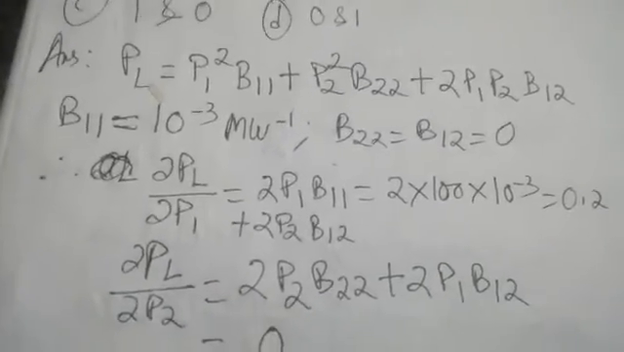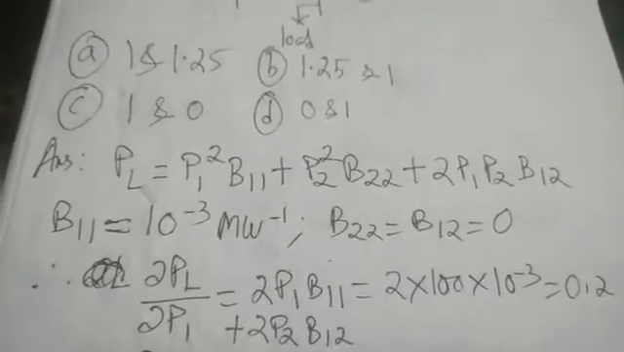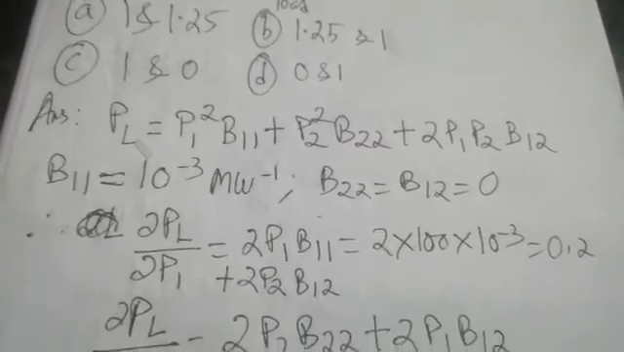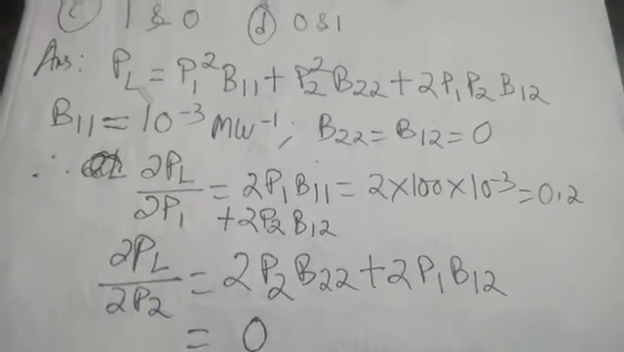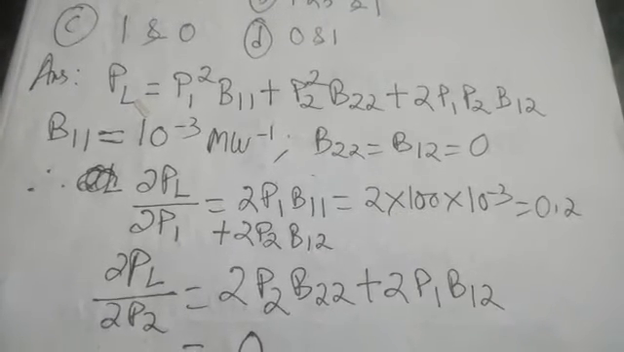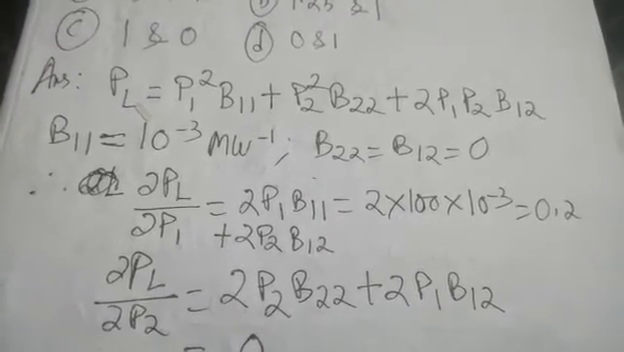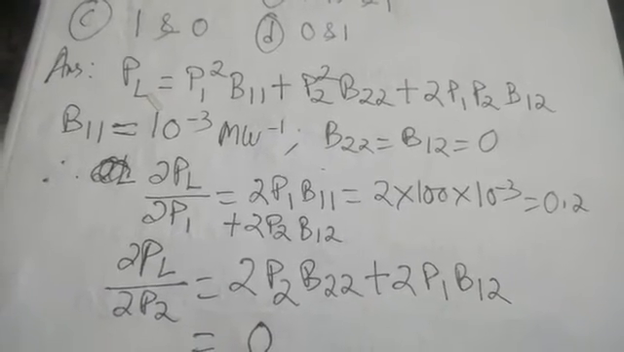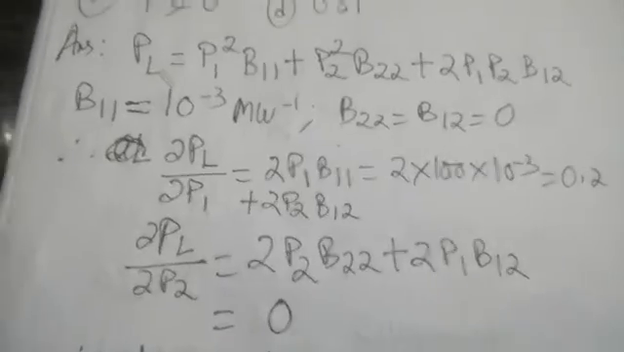Then find out the incremental transmission loss for plant number 2. Again take the partial derivative of PL with respect to power P2, that is of plant 2. So del PL by del P2 equals twice of P2 B22 plus twice of P1 B12. Now as B22 is 0 and B12 is 0, del PL by del P2 will become 0. Next, find out the penalty factor for plant number i, suppose.